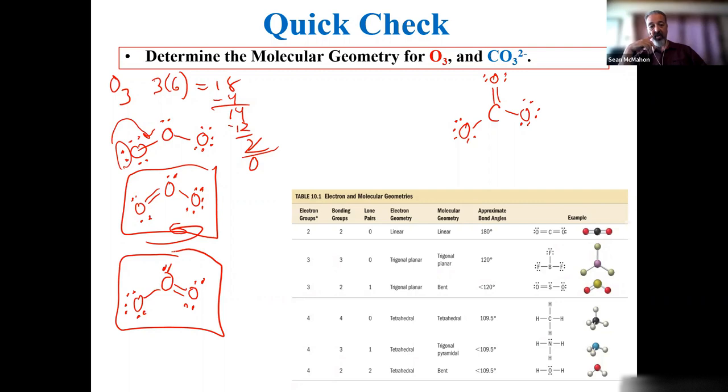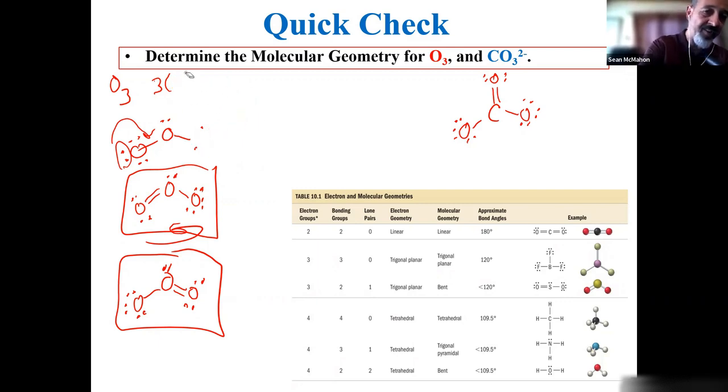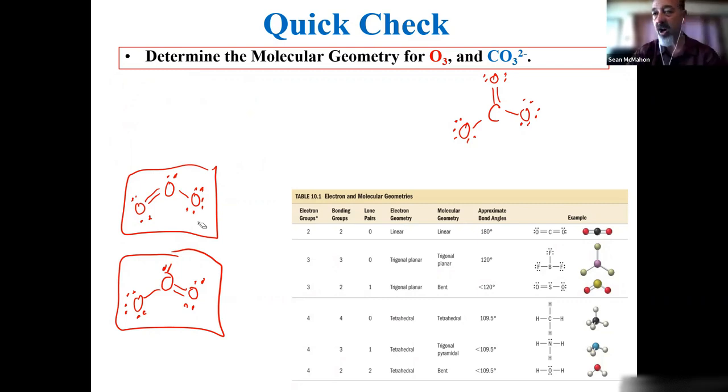Okay. So for ozone, right? My chicken scratch, I'm sorry. Let me erase my chicken scratch here. Try to give you the clean version. So if I look, ozone has 3 electron groups. Why is that? 1 lone pair right there and 2 oxygen atoms. So 3 groups.